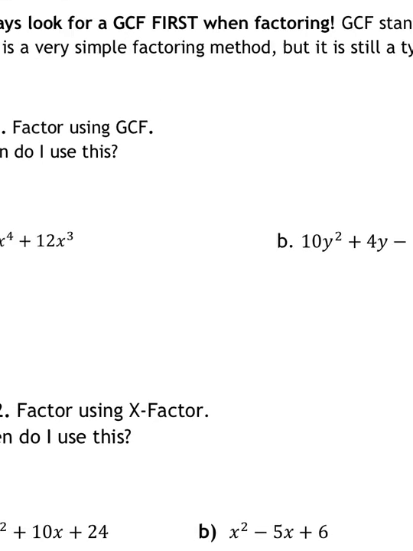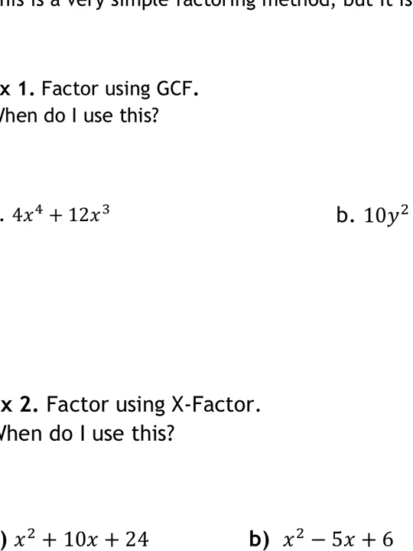So if we're looking at these, 4x to the fourth plus 12x to the third. If I'm looking at 4 and 12, the biggest number in common in 4 and 12 is 4. If I look at x to the fourth and x to the third, variables are easy. It's the smallest exponent, so x cubed. So my GCF here is 4x cubed. That is the largest term that is in common in both of those entries.